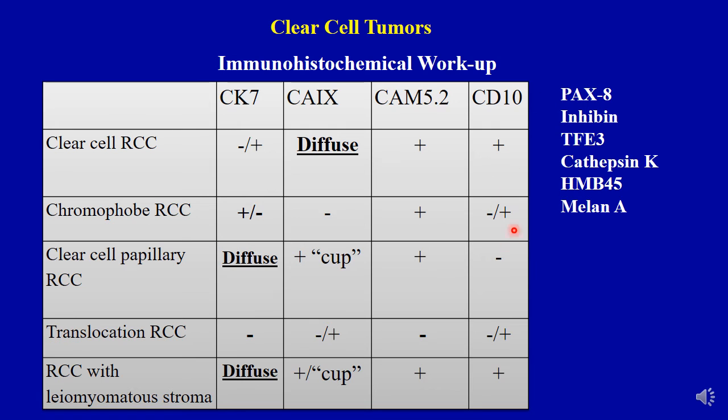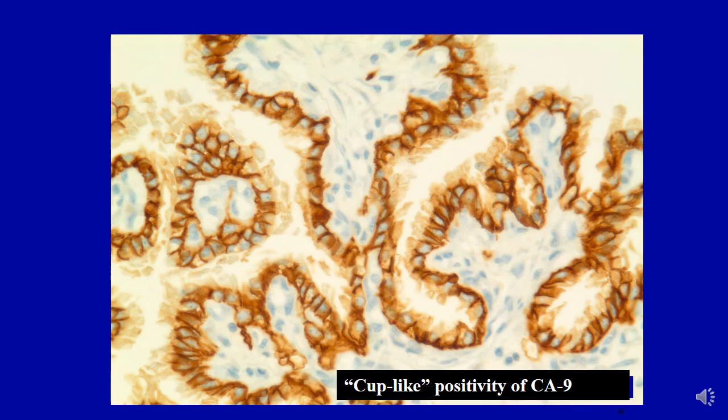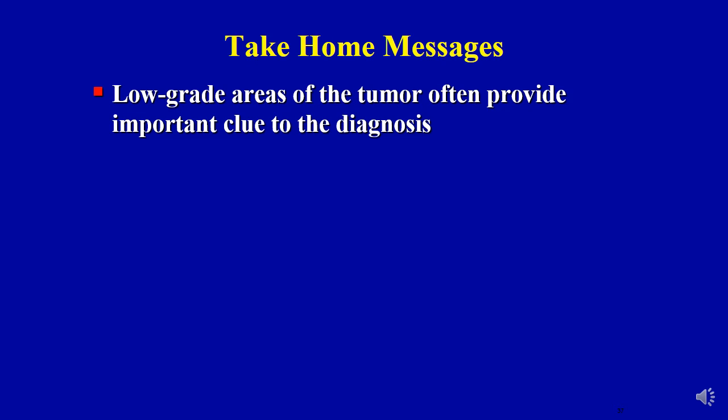And then CD10 has again been shown to be negative in clear cell papillary renal cell carcinoma, while the majority of RCC with leiomyomatous stroma is usually CD10 positive. So again, a word of caution about immunohistochemistry: it's helpful when you judiciously utilize it, but don't overly rely on immunohistochemistry alone to make your morphological diagnosis. Here is an example of a cup-like positivity for CA9, which originally was described classically for clear cell papillary renal cell carcinoma.